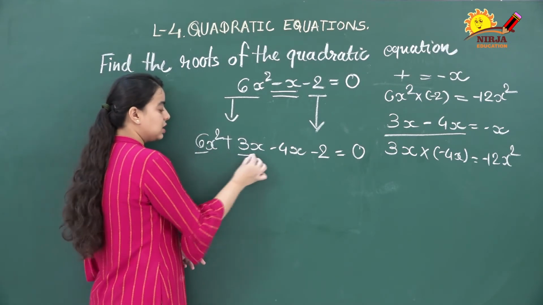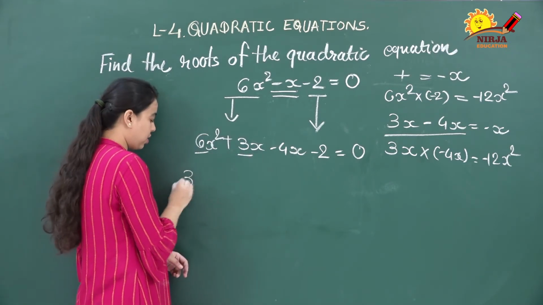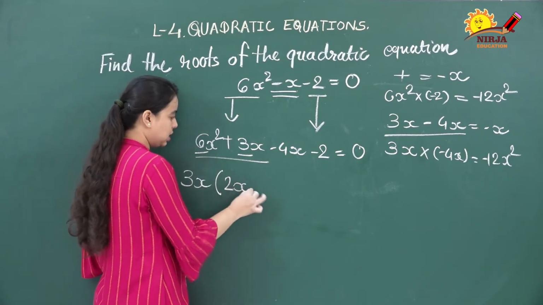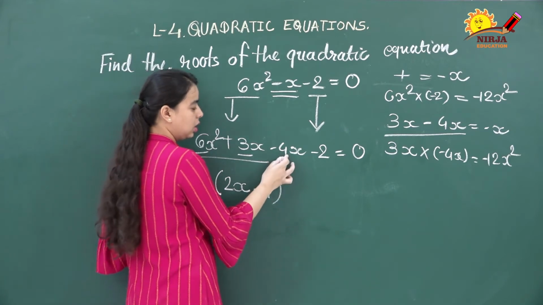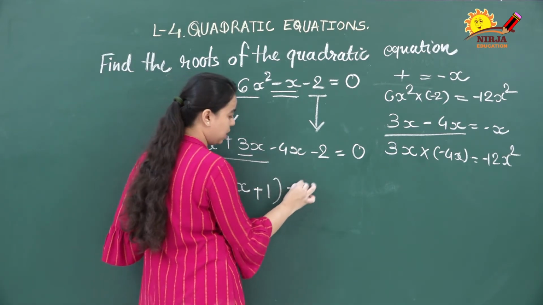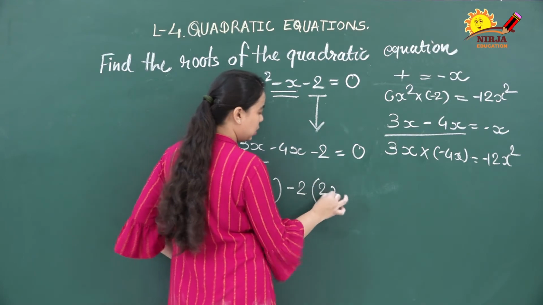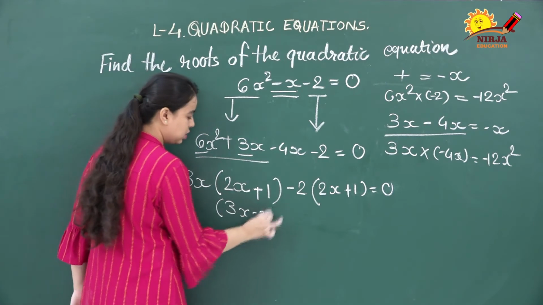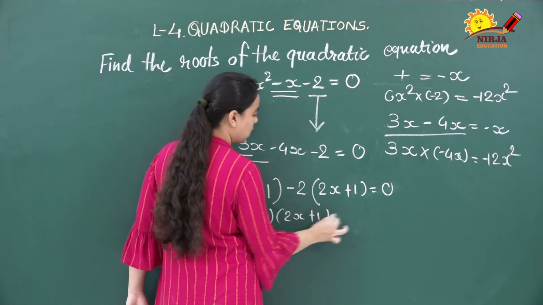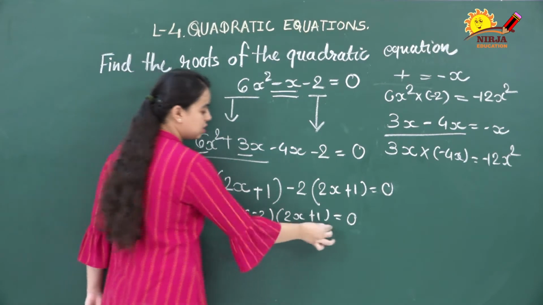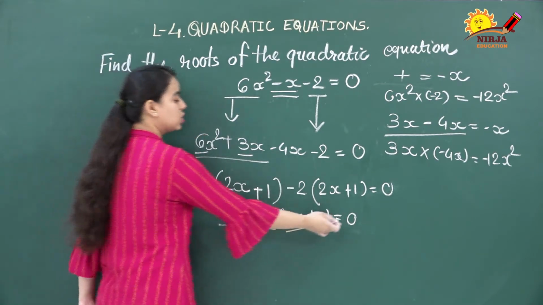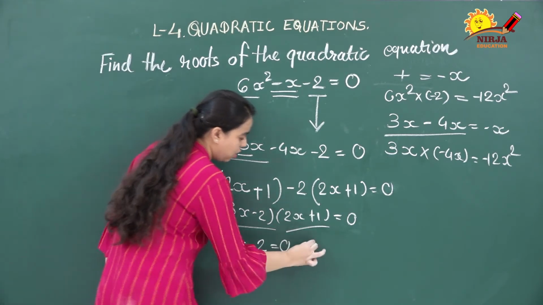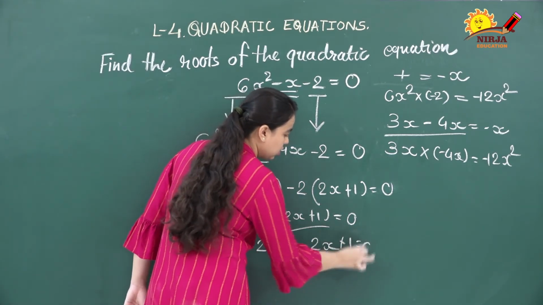Now as you can see, we can take 3x common from the first two terms. What is left is 2x plus 1. We can take minus 2 common from the last two terms, and again we are left with 2x plus 1, equal to 0. So we get 3x minus 2 times 2x plus 1 is equal to 0. That means either of these terms turns into 0, so we are going to find the solution. Let's take 3x minus 2 is equal to 0 or 2x plus 1 is equal to 0.